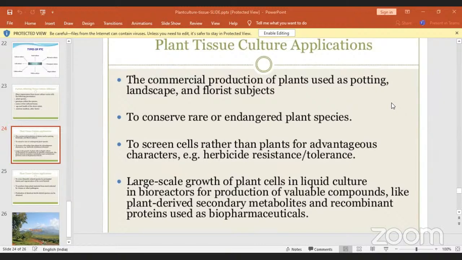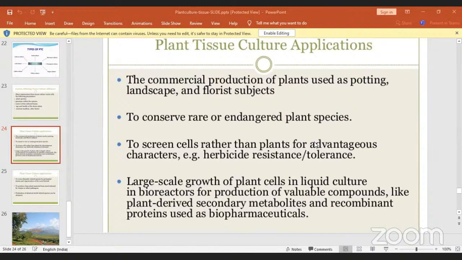So first one, by using plant tissue culture, it is possible to produce a large number of plants within a short time and space. A mass production of plants through tissue culture is known as micropropagation. So production of a high number of plants in a short time is called micropropagation. This micropropagation technique is applied for propagation of ornamental plants, orchids, and other exotic plants, fruits, and plantation crops.